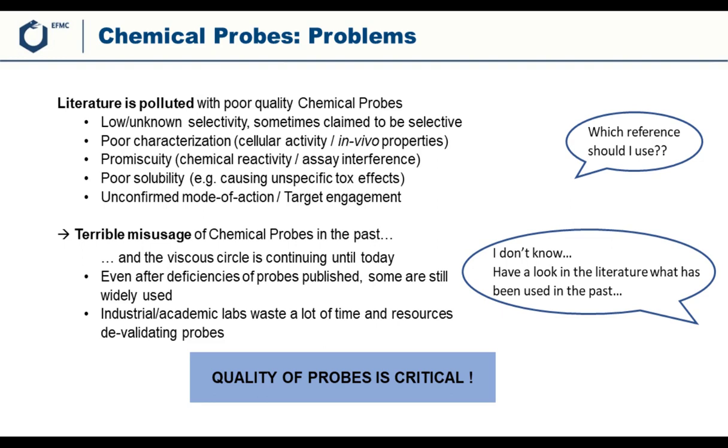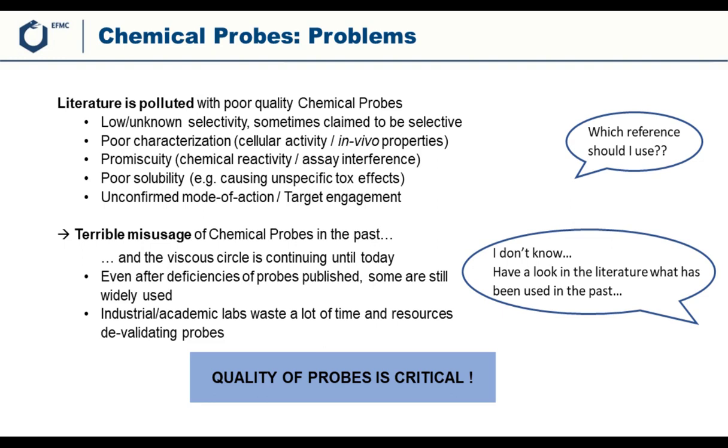Other probes can be poorly characterized for their utility to study, for example, cellular processes or in vivo effects. They can even be promiscuous compounds which are either reactive or interfering with assays. Very often, chemical probes can have poor solubility, which can cause unspecific tox effects, and we'll come back to that later in the webinar. Again, such properties can put into question the results that you get from using these chemical probes.